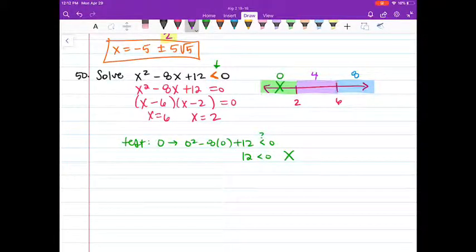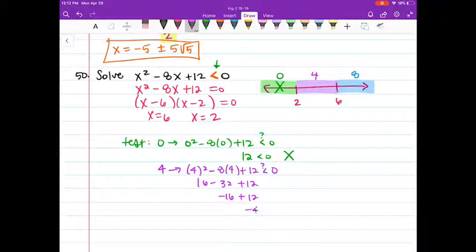So next we test our number in between 2 and 6. I chose 4. So we've got 4 squared minus 8 times 4 plus 12. Is that less than 0? Well, 16 minus 32 plus 12. 16 minus 32, negative 16 plus 12, negative 4. Yes, that is less than 0. So I do want to shade between 2 and 6.